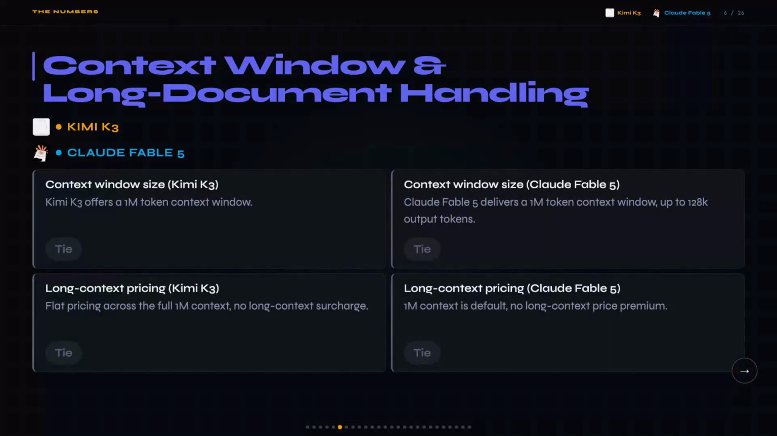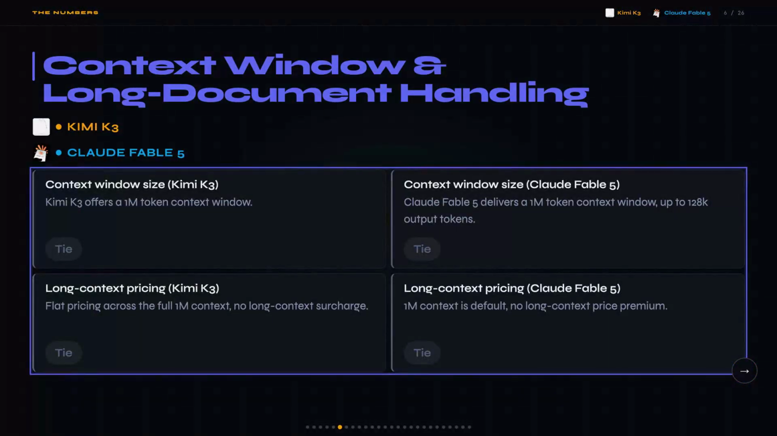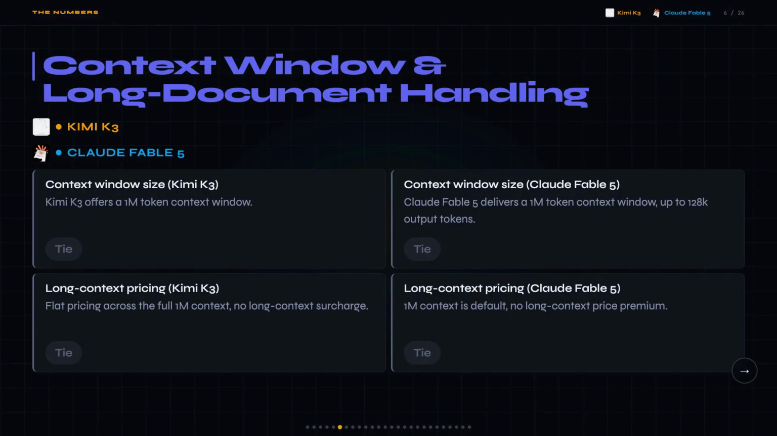Both Kimi K3 and Claude Fable 5 come in at 1 million tokens, and both have flat pricing across the full context with no long context surcharge tacked on. You can see on screen it's a clean match. I was honestly expecting one of them to have a catch buried in the pricing docs, but there isn't one.